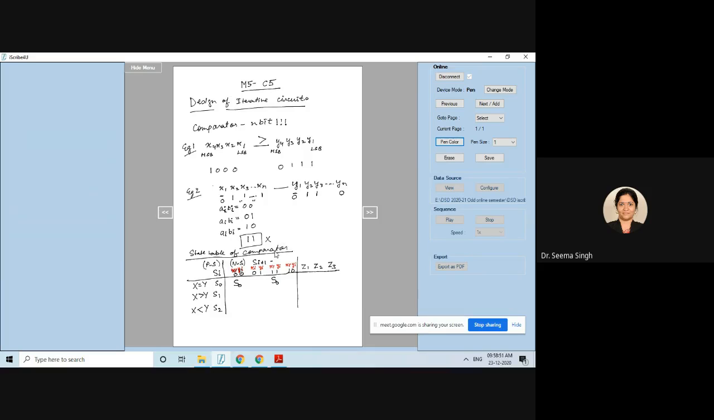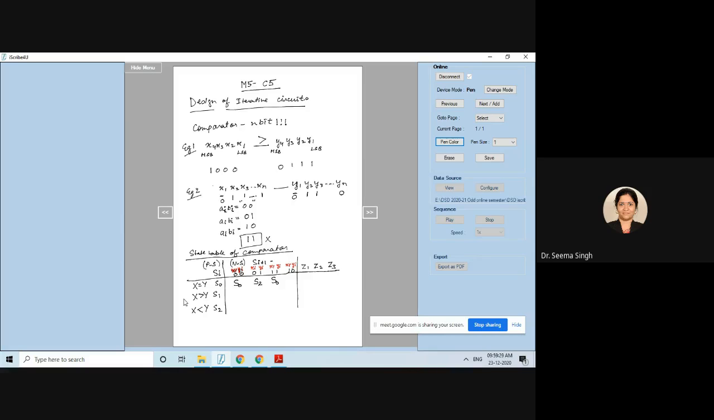Now, if yi became 1 and xi is 0, then which one is greater in x and y? Y is greater, correct. Now, when y is greater, the y greater state is defined by S2. Can you see here? Y is greater than x, and y greater than x is defined by S2. So if xi is 0 and yi is 1, then my state changes to S2 and y becomes greater.